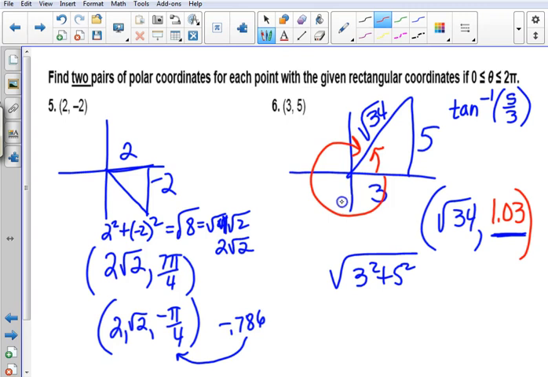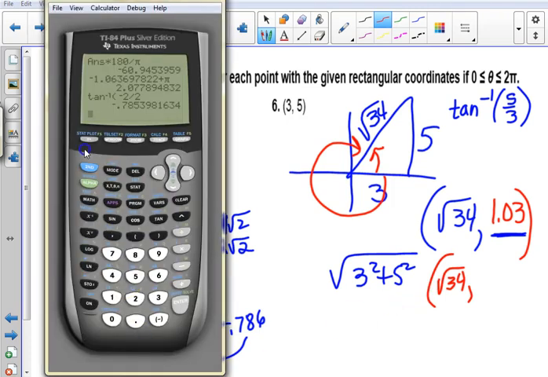Just think about degrees for a minute, because I know our brains don't work in radians. If this was 20, you would have had to go negative 340, right? So you would subtract 360 to find the other way. So what are we going to do? Subtract 2 pi instead of 360. So 1.03 minus 2 pi. It was inverse tangent 5/3, then minus 2 pi.